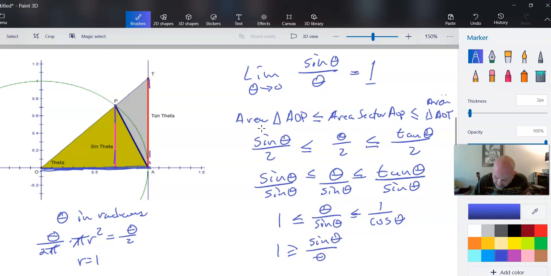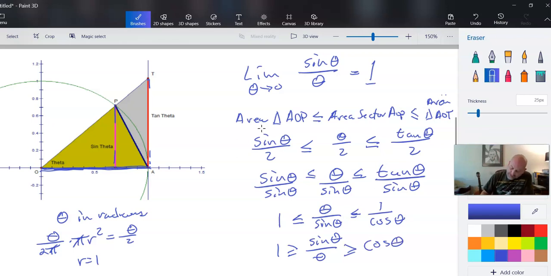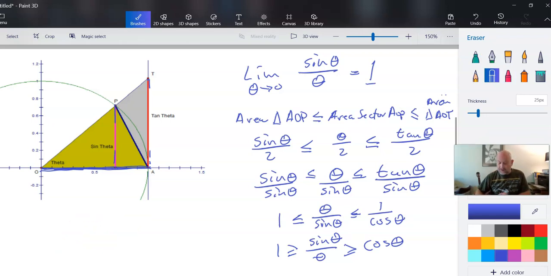I have my sine theta over theta. That's what I was after. And that's at cosine. Now, this is the inequality I want. I have sine theta over theta squeezed now, right? It's been sandwiched between 1 and cosine theta.